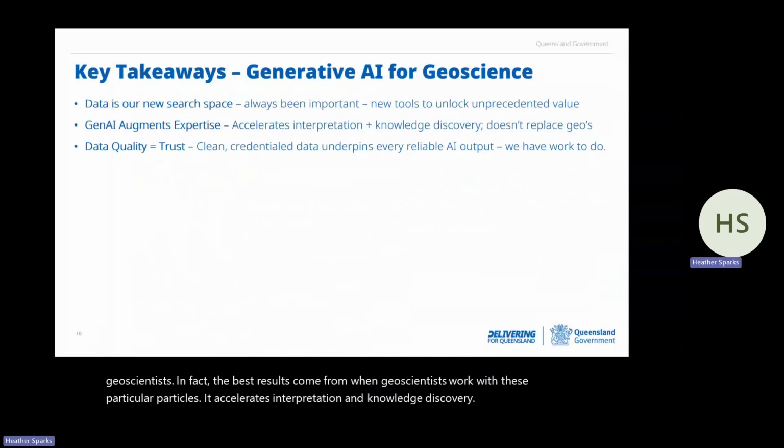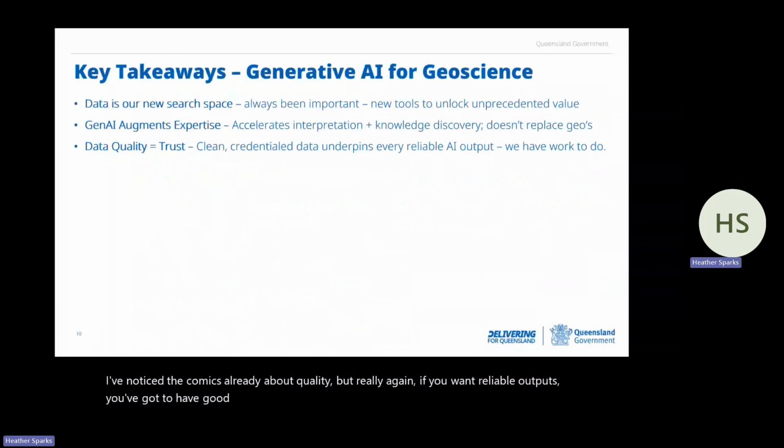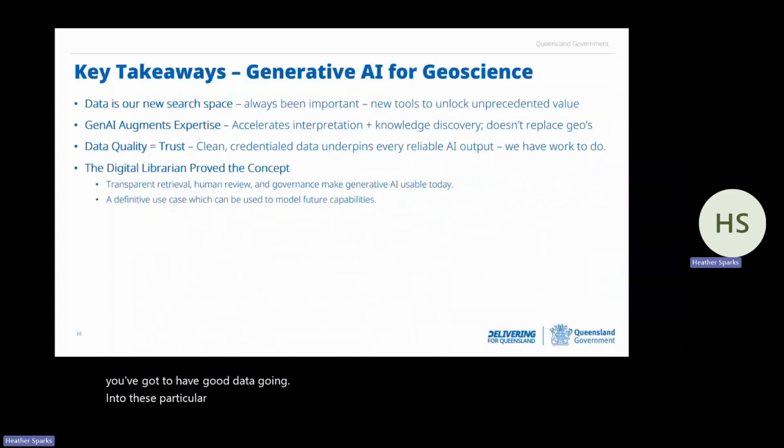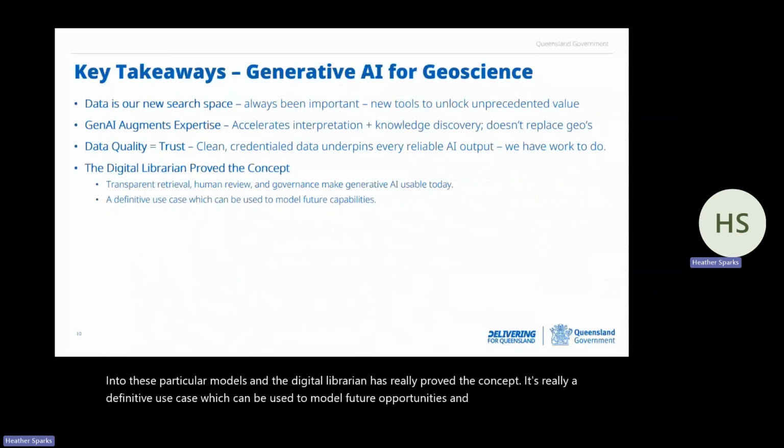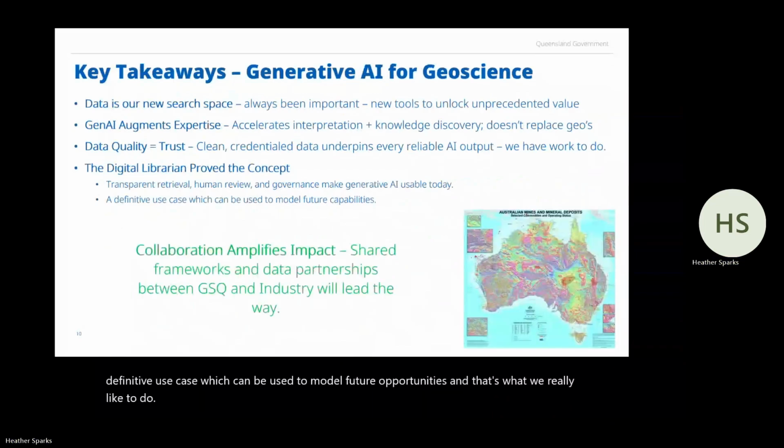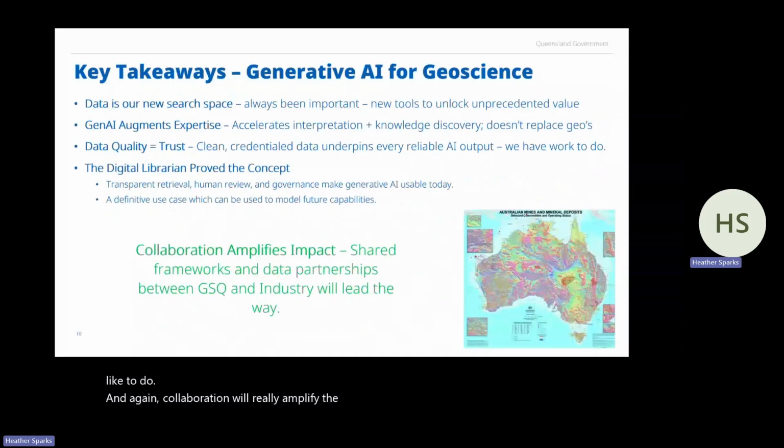I've made some comments already about data quality, but really, again, if you want reliable outputs, you've got to have good data going into these particular models. And the digital librarian has really proved the concept. It's really a definitive use case which can be used for more future opportunities, and that's what we really want to do. Again, collaboration will really amplify it. I've said that a few times.